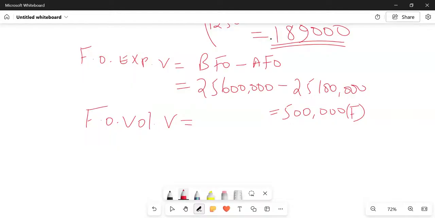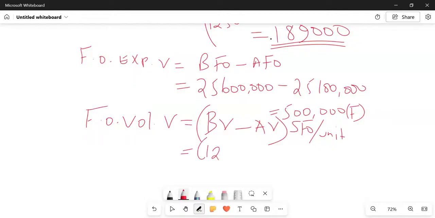All right. So fixed overhead volume variance is budgeted volume minus actual volume, multiplied by standard fixed overheads per unit. So do we have budgeted volume? 12,500. Actual is 11,700. Do we know the standard fixed overheads per unit?